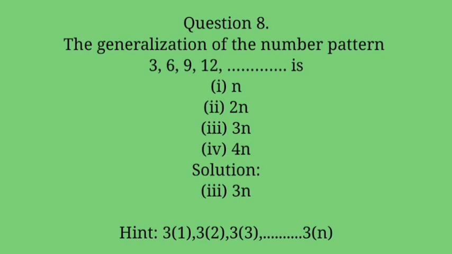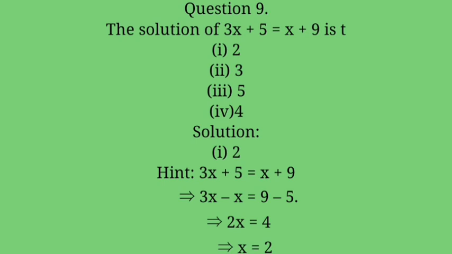Let's see some of the objective questions. Question number 8. The generalization of the number pattern 3, 6, 9, 12 is? The answer is subdivision 3, 3n. Question number 9. The solution of 3x plus 5 is equal to x plus 9 is? Subdivision 1, 2.